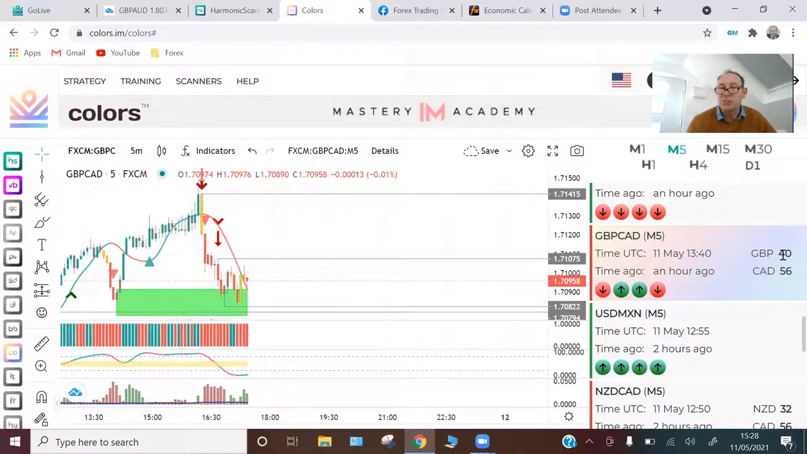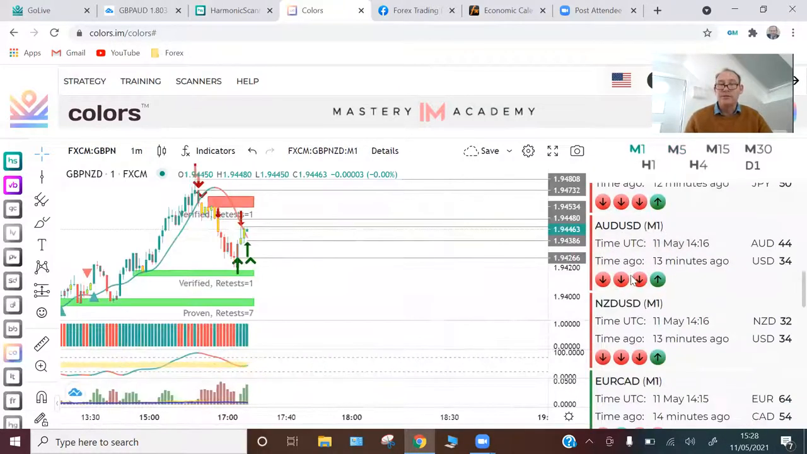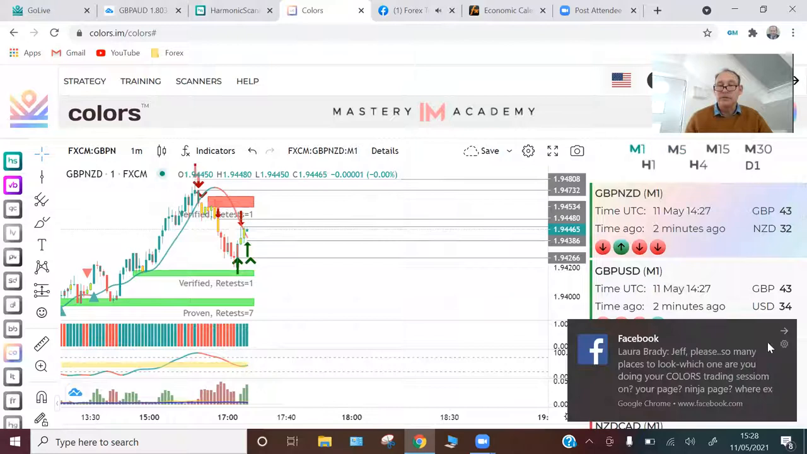So I'm also looking at these numbers here. This is Great British Pound 40, CAD 56. What we're looking for is them to be wide apart, one way or the other. 2 minutes, I'm looking down at the corner, it's 15:28 here. 2 minutes before the news. Okay, let's double check on the 1 minute. See if we can see anything else.